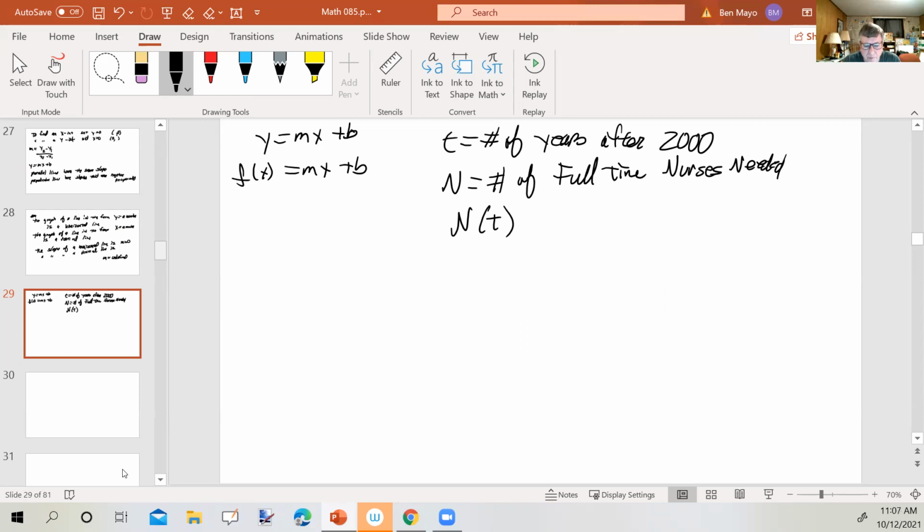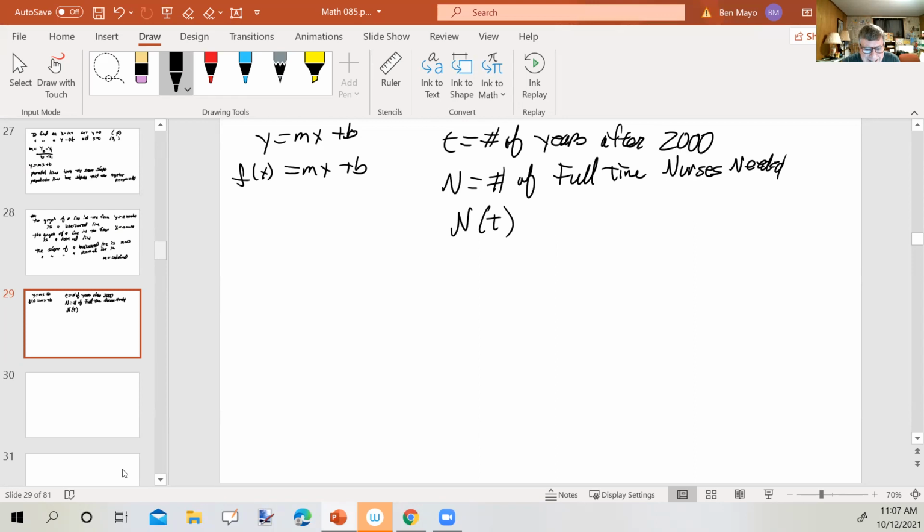T stands for the number of years after the year 2000. So the year 2000, T is 0. The year 2005, T is 5. The year 2025, T is 25. N stands for the number of full-time nurses needed. It says write a function N of T.